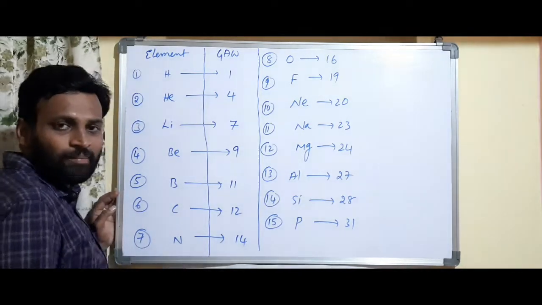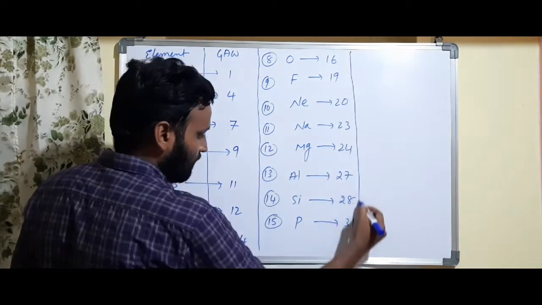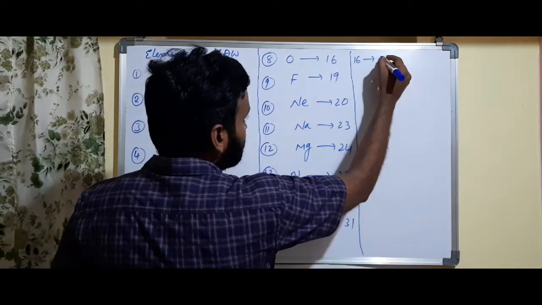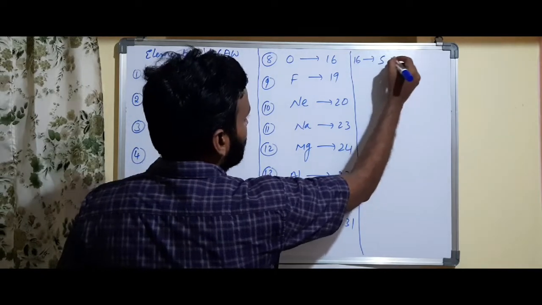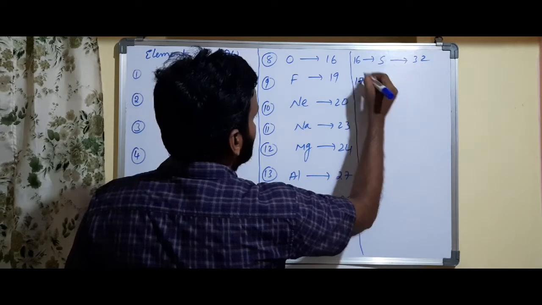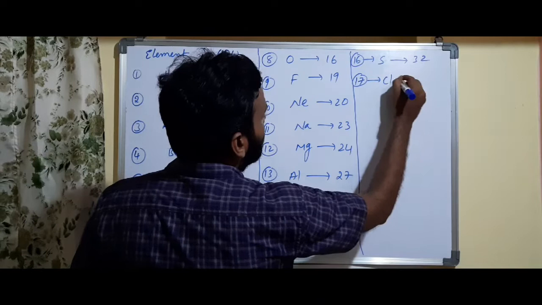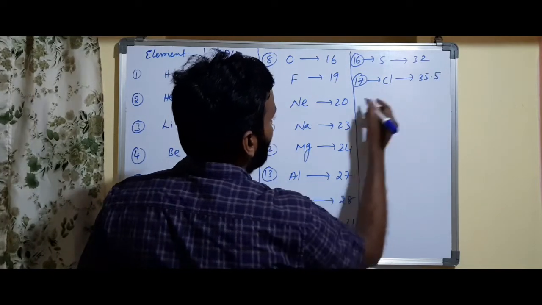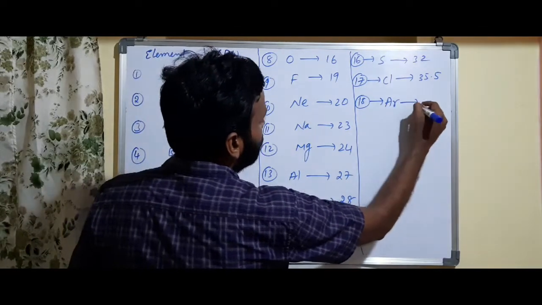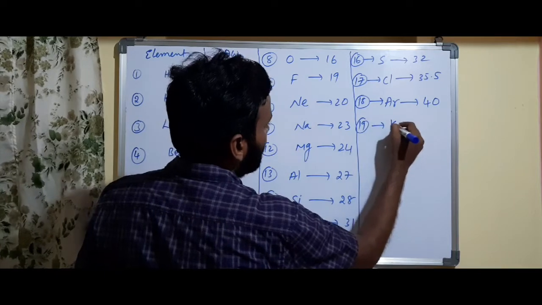See how I remember; like that you also have to remember. So 15 elements are over. Next, the 16th element is what? Sulfur is 32. Next, 17 is chlorine, which we just calculated also, chlorine 35.5. And next, 18, argon is 40 atomic weight.